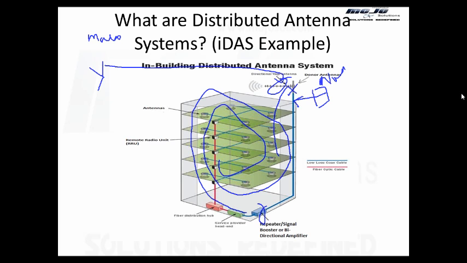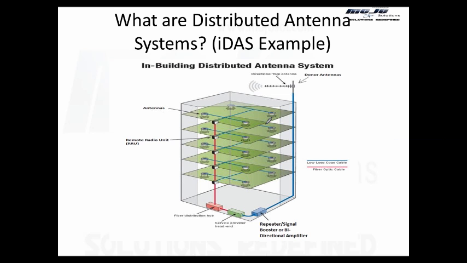So there are pros and cons for everything. Installing a DAS system like this will improve the coverage, but it will not improve the capacity. Remember, this is called a donor antenna. When we study DAS, this is called the donor system or donor antenna.